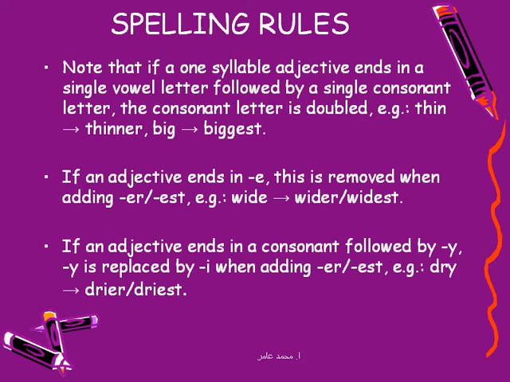If an adjective ends in a consonant followed by y, the y is replaced by I when adding er or est. For example, dry. We remove y and then add I. It becomes drier or driest.